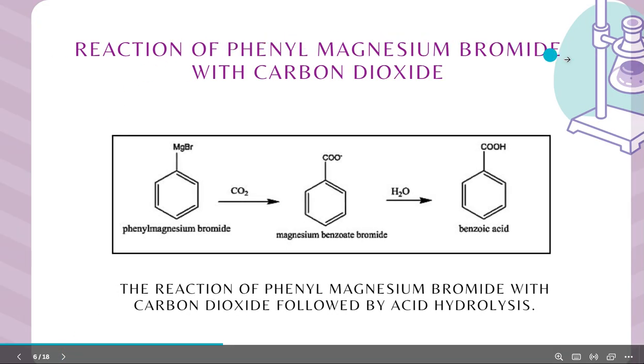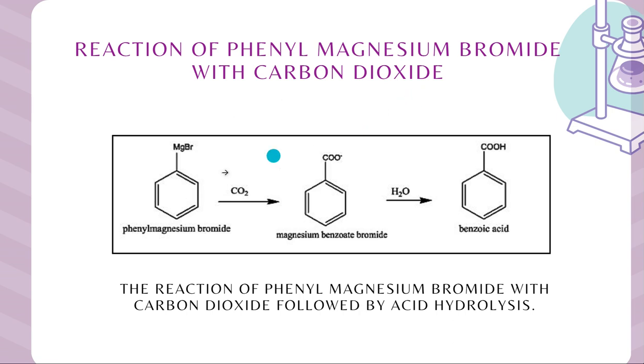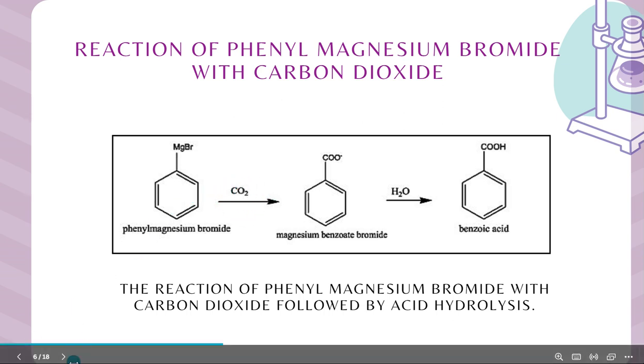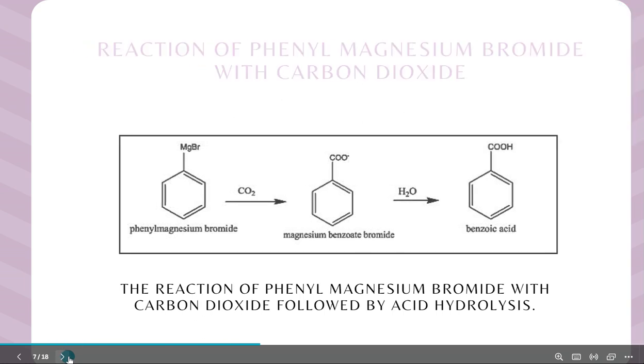The second synthesis is the reaction of phenyl magnesium bromide with carbon dioxide. Here you can see phenyl magnesium bromide, when reacted with carbon dioxide, gives you magnesium benzoate bromide, which on hydrolysis gives you benzoic acid. This magnesium bromide is replaced by the carbon dioxide, and further hydrolysis gives benzoic acid.